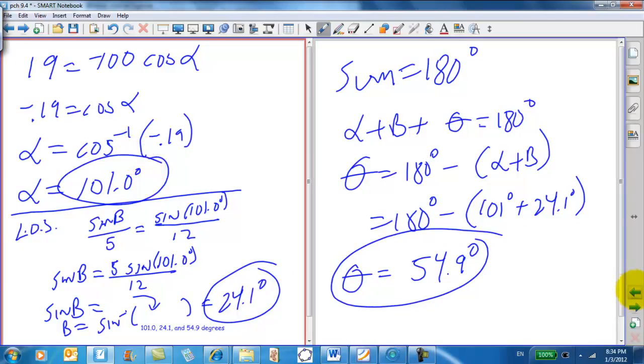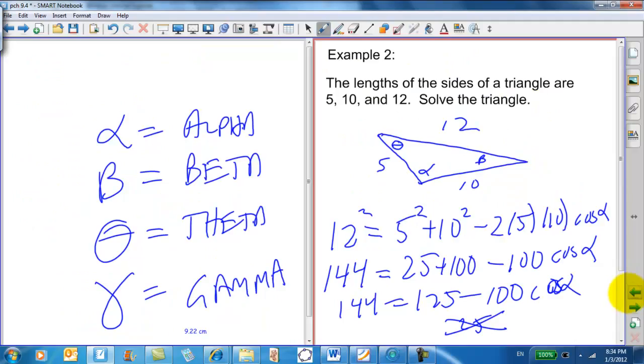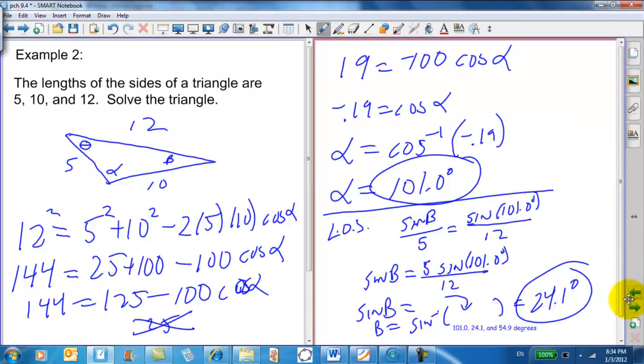And another thing to check then: is the biggest angle opposite the biggest side? Yes. The 101 is opposite the 12. Is the smallest angle opposite the smallest side? Yes, 24.1 is opposite the small side, 5. That's what we get for beta.